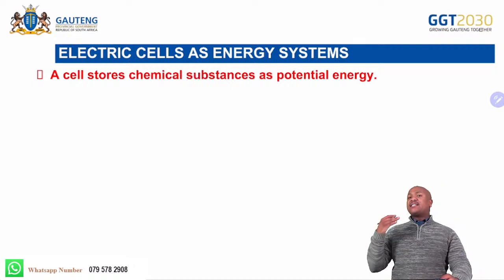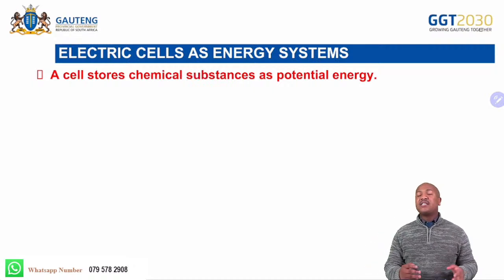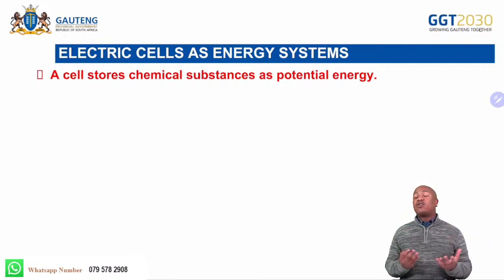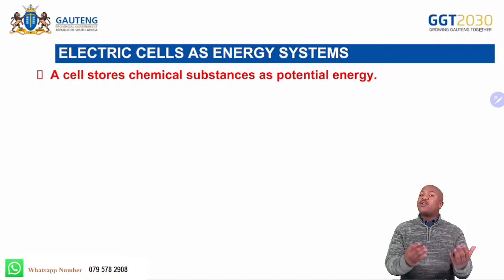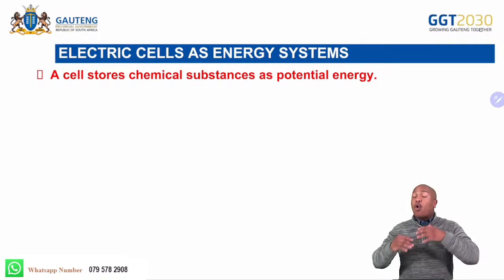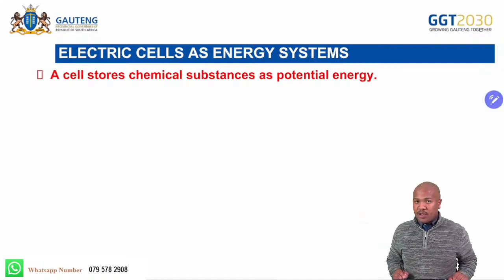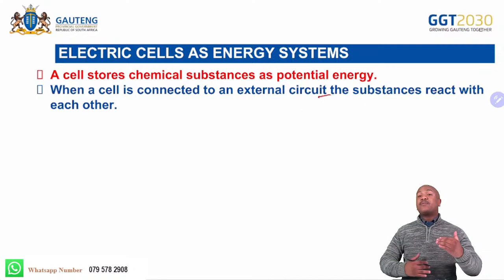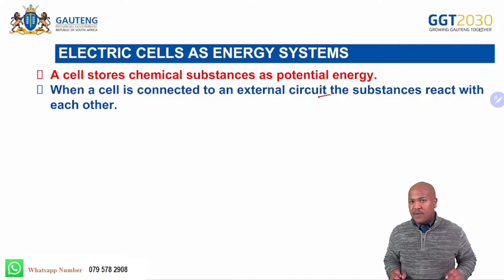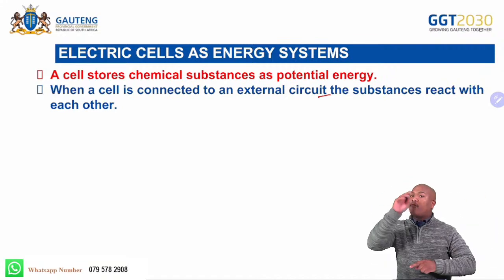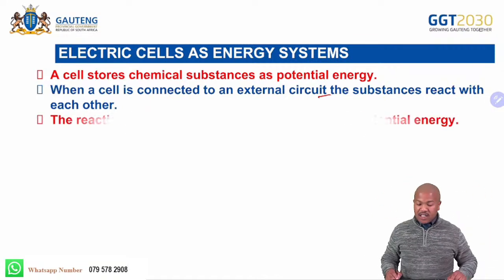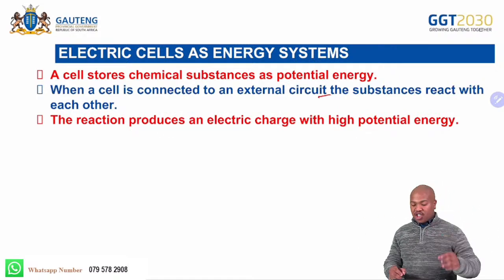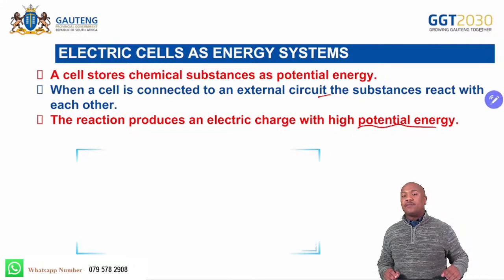Let's move on. We said that a cell stores chemical substances as potential energy, which will later be converted into electrical energy or electrical kinetic energy. Are we together? Now when a cell is connected to an external circuit, the substances react with each other. That's when you start to have electricity flowing in that circuit, because the electrons are being released. So the reaction produces an electric charge with high potential energy, right?